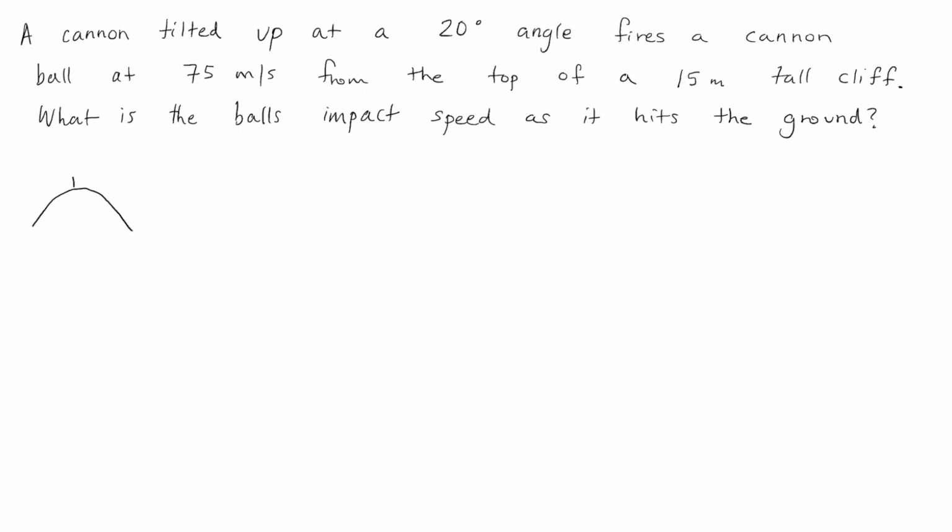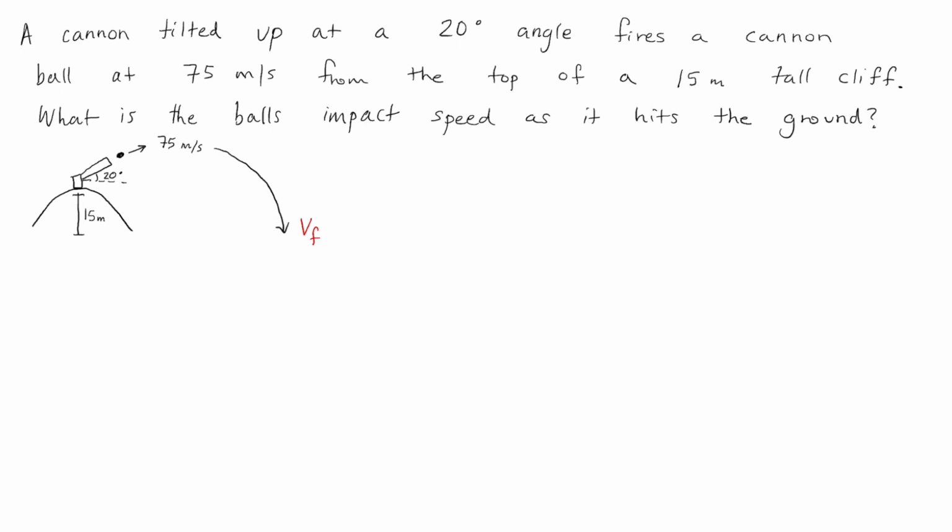Hi everyone, here's a conservation of energy question. In this question, we have a cannon that is tilted up at a 20-degree angle, and it fires a cannonball at 75 meters per second from the top of a 15-meter tall cliff. And we want to know, what is the ball's impact speed as it hits the ground?